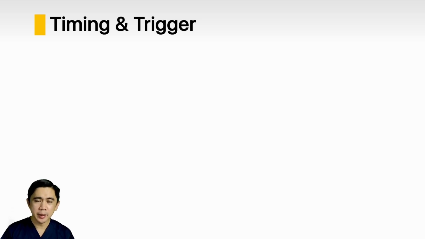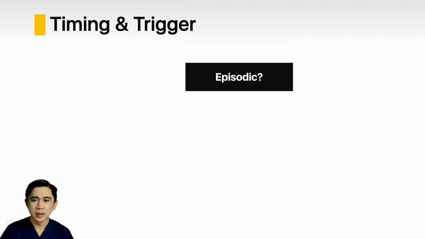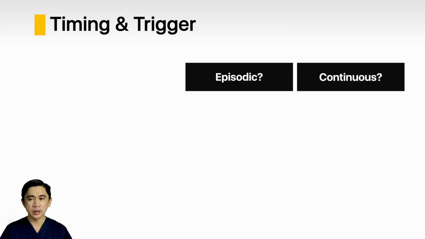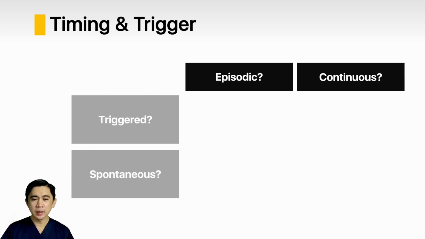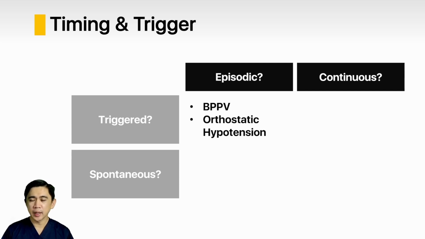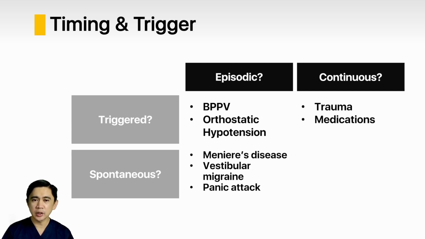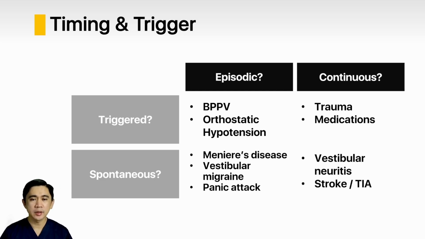So let's talk about timing and trigger. In timing, just have to ask the patient whether it's episodic, which means there are only episodes of the dizziness, or is it continuous? And for the trigger, if the dizziness is being triggered by something, or is it spontaneous, which means there's no trigger. And from this, we can make a table of the entities of dizziness depending on the trigger and timing. Take note that in this table are the most common causes of dizziness.